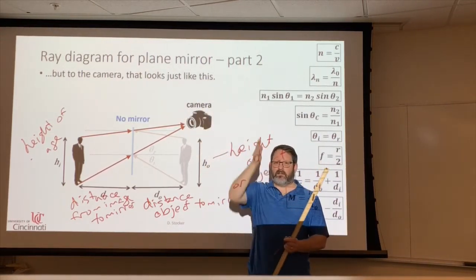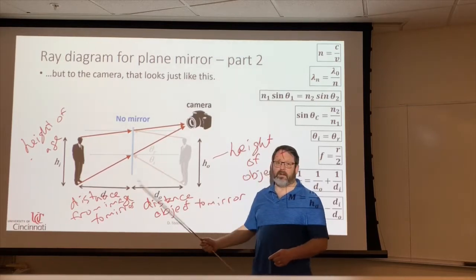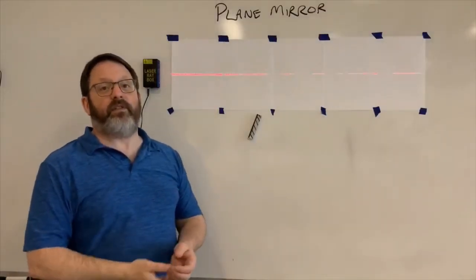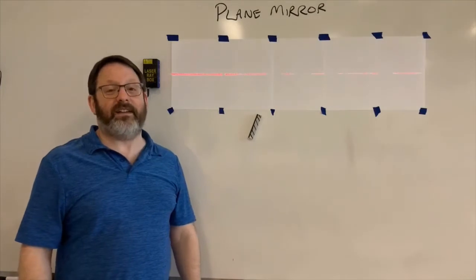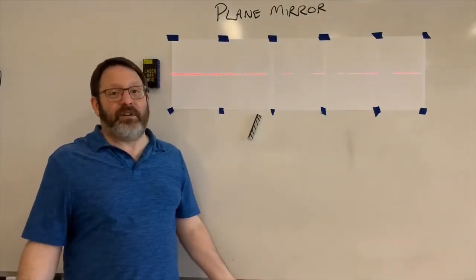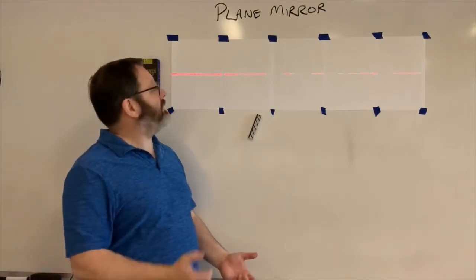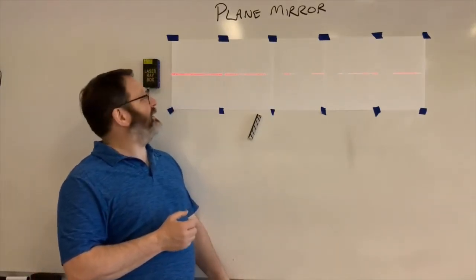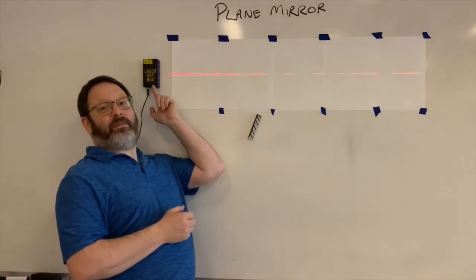Plane means a flat surface. So this is a flat mirror. Seeing a picture of it just on the slides is not as good as actually seeing something in real life. I wish you were here to play with the lasers yourself, but as it turns out, I get to have all the fun. So I have here a laser ray box.